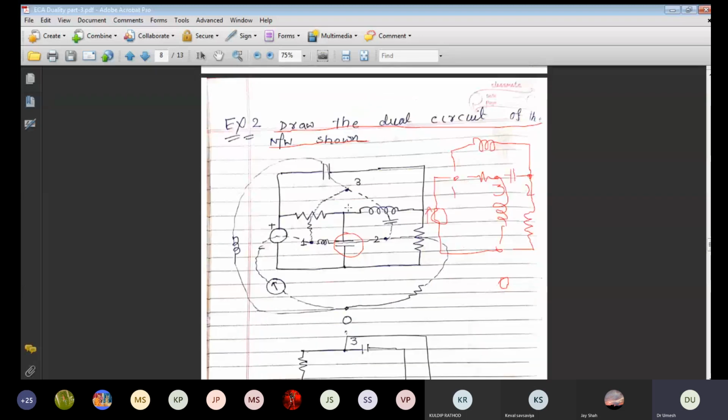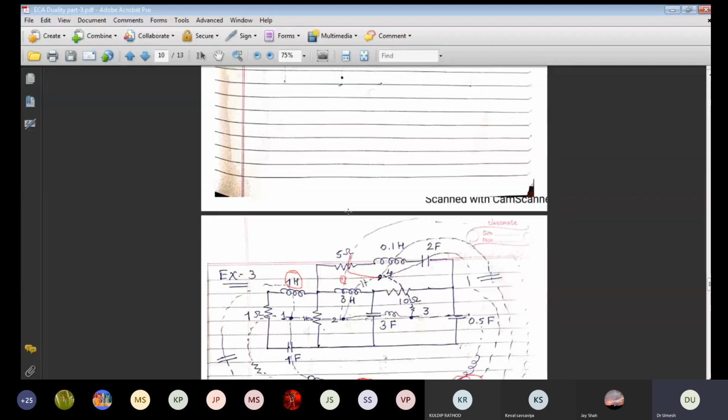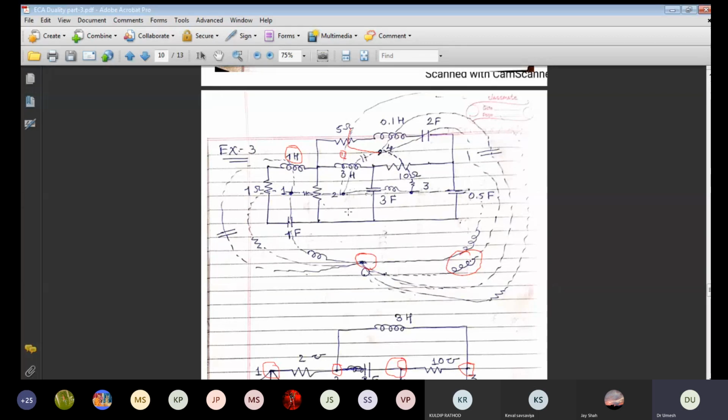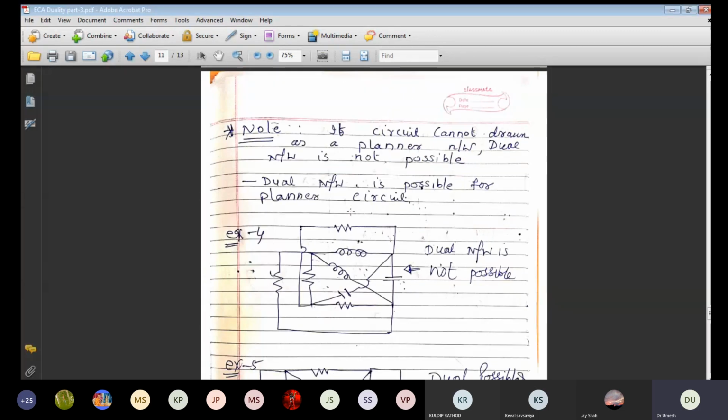There is another example, that is a somewhat complicated network. This is a complicated network. One more important point: the limitations of the dual network. What are the limitations of the dual network?